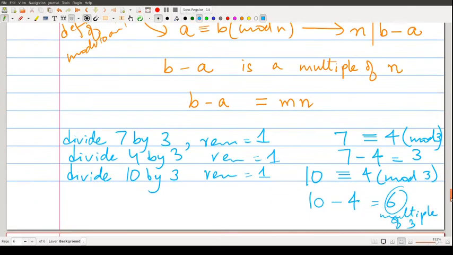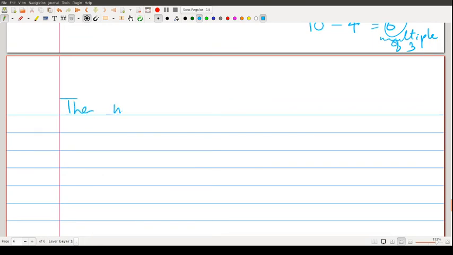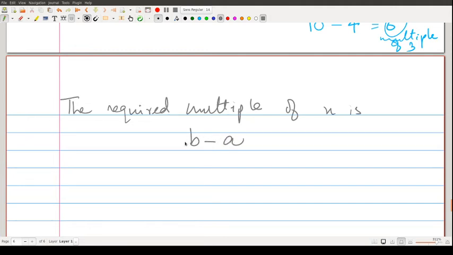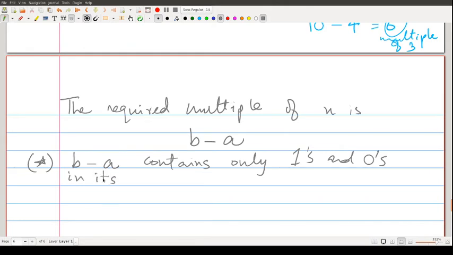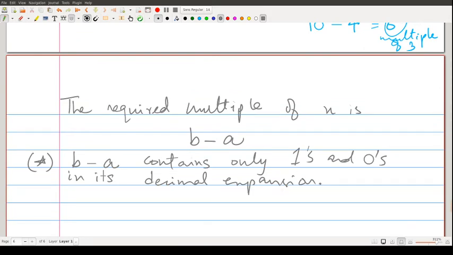Okay, and so here's the idea. The required multiple of n is B minus A. And I'm going to state something which I'm not going to prove, and you're going to think about this. B minus A contains only ones and zeros in its decimal expansion. Let me know if that's clear. Why am I saying B minus A contains only ones and zeros in its decimal expansion?